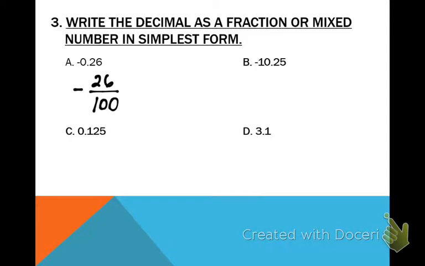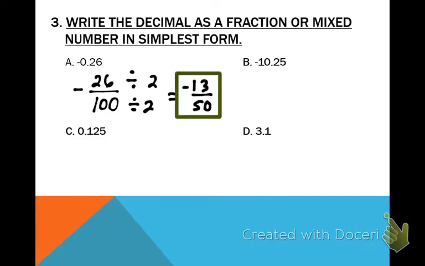What number goes into 26 that also goes into 100? A 2, okay? Because they're both even numbers, you can divide by 2 on top and bottom. If you divide by 2 on top and bottom, what do you get? 13/50. Okay, and is the answer positive or negative? Negative. It is negative. Once again, if it starts as a negative decimal, it has to be a negative fraction. Does that make sense? Okay, let's look at the next one, negative 10.25.